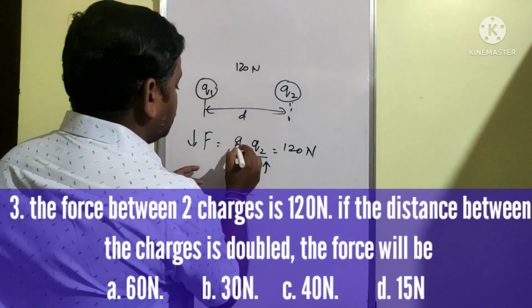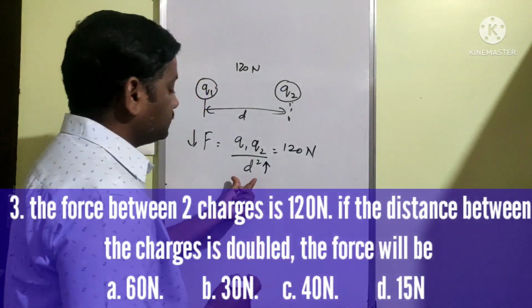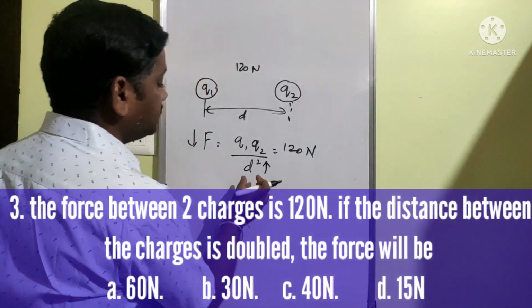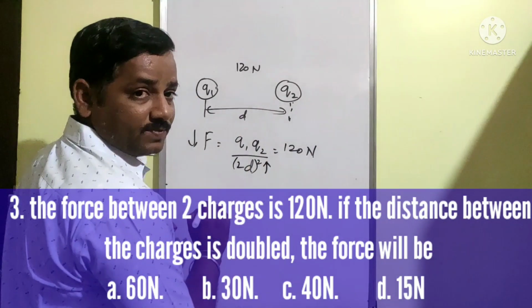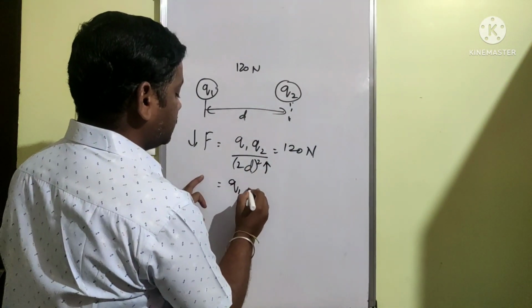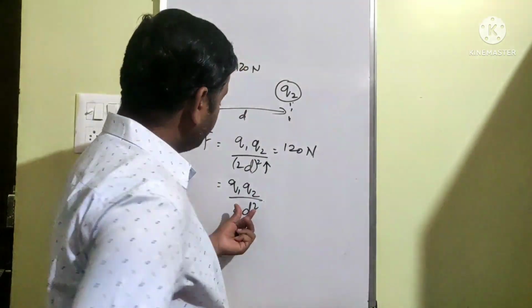Say this is the formula we have. Now if the distance is doubled, how much of a change do we get? See, it is d square. So what happens if I double it? It will be 2d square. So I can write it like this: q1 q2 by 4d square. If I take this separately, we get 4d square.